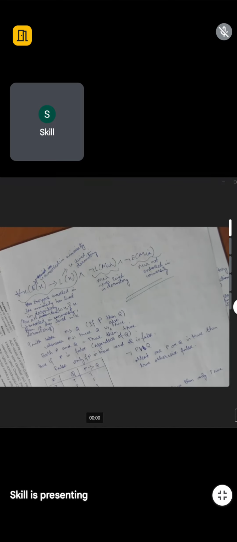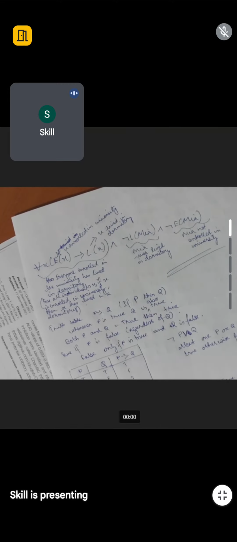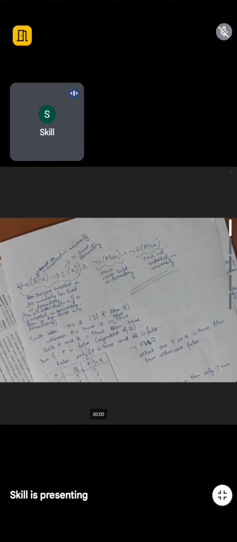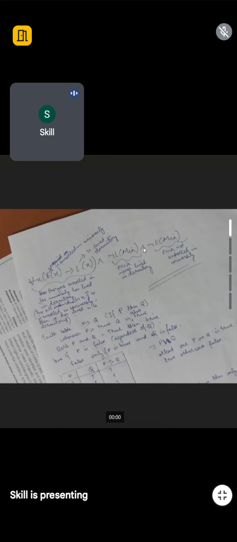For all x, it can be used for the x enrolled in university, then implies L x: x lived in dormitory. We are writing L and the operator, then negation L Mia: Mia never lived in dormitory. Then again negation E Mia: Mia not enrolled in university.